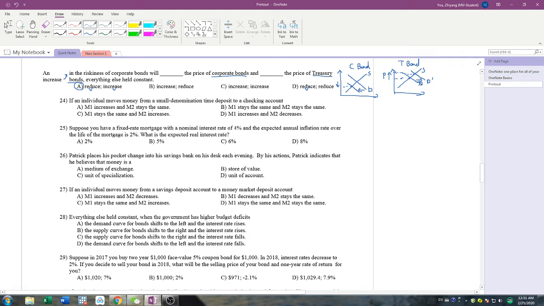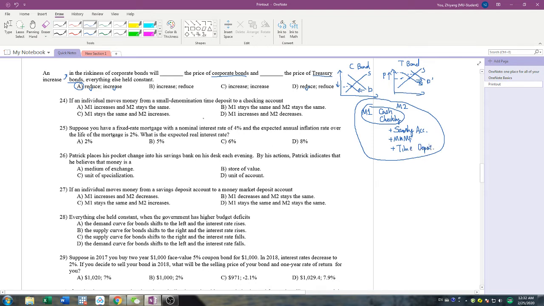And 24 is a question about M1, M2. I highly recommend you memorize this graph where M1 has cash and checking account, and that's a small circle, and around it we have M2. M2 includes M1 plus some savings accounts and money market mutual funds, something that is extremely short term, and also small denomination time deposits.